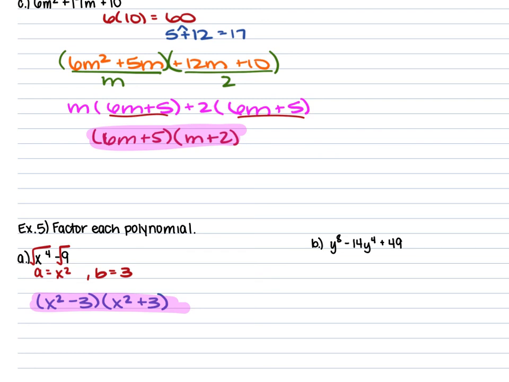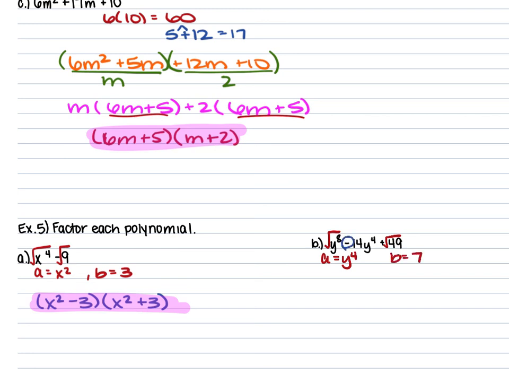And for example B, we are given y to the power of 8 minus 14 y to the power of 4 plus 49. If we took the square root of that y to the 8th power and we took the square root of that 49, we would have an a of y to the 4th power and a b of 7.